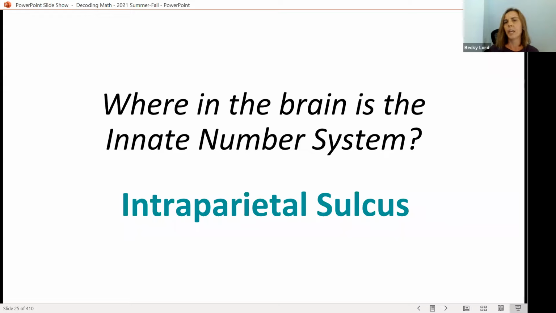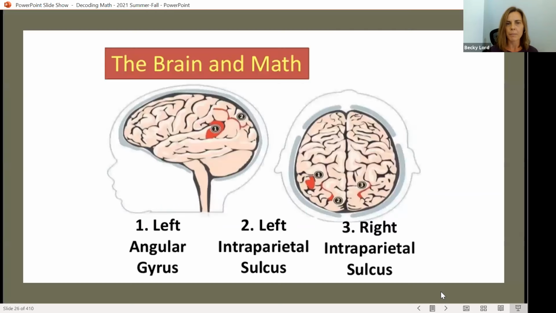And the sulcus is what they call, if you think about the brain having those bumpy appearances, the sulcus is where you have a groove and where it sinks in. So it's just located in one of the grooves of the brain. So the intraparietal sulcus is where your innate mathematical abilities are. So let's take a little closer look at the brain here, and it's mapped out.